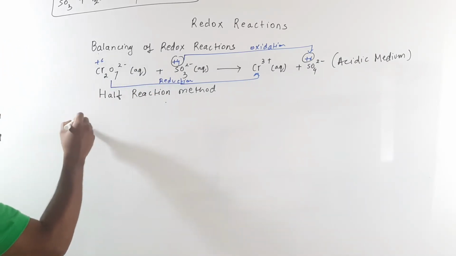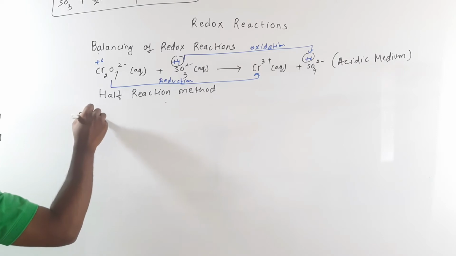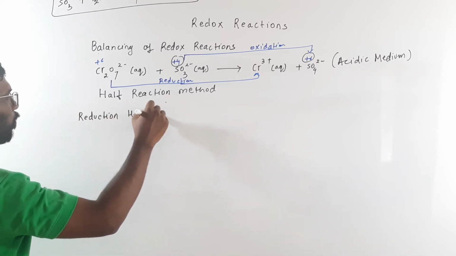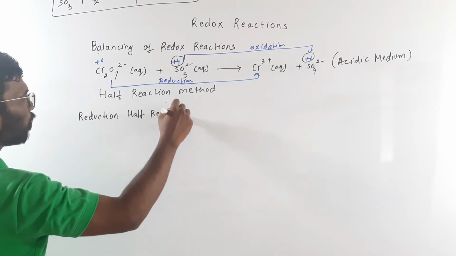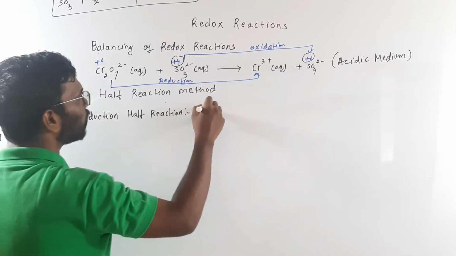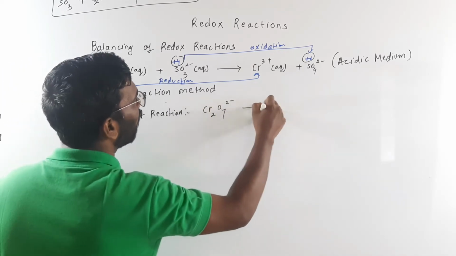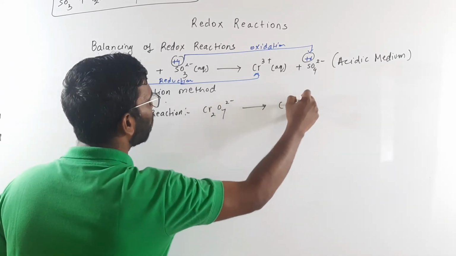So what is getting reduced? I will write the reduction half reaction, that is Cr2O7 2 minus getting reduced to Cr3 plus.